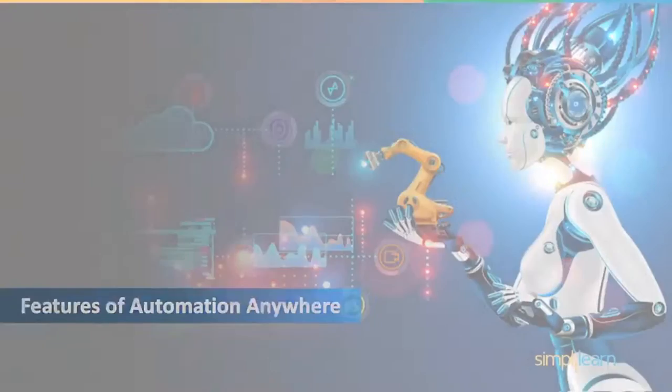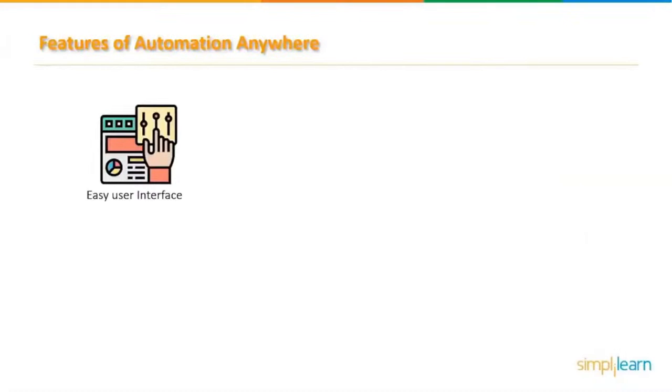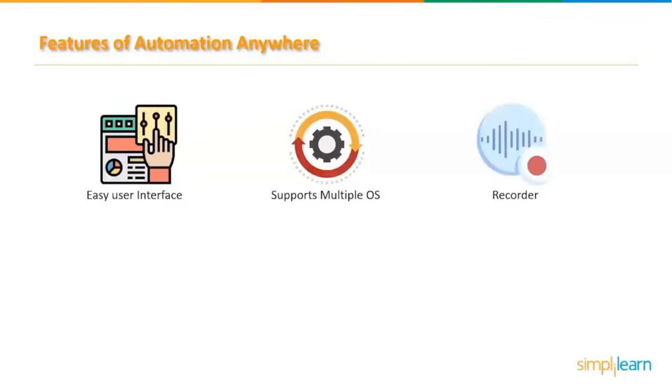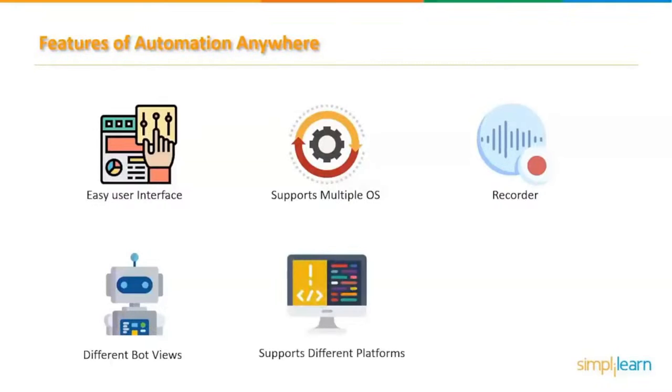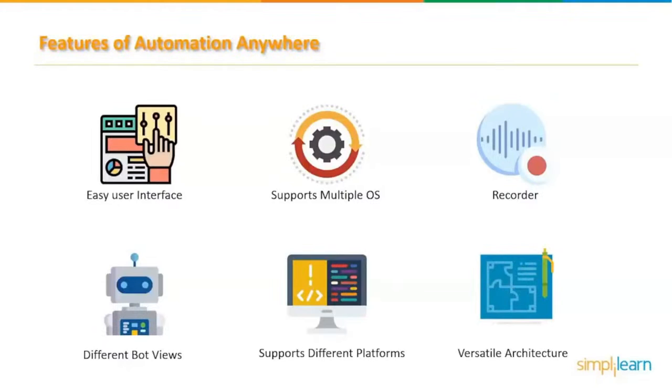Features of Automation Anywhere. Automation Anywhere offers an easy-to-use interface for building bots and designing business process automation workflows. It supports multiple operating systems such as Windows, Linux, and Mac OS. It consists of a recorder that works on a variety of platforms including Microsoft Windows, Citrix, Web, and SAP. It consists of different bot views: flow view for business users, list view for developers, and dual view for collaboration. Automation Anywhere supports platforms like JavaScript, Python, and VBScript, as well as advanced variable capabilities. Another key feature is its versatile architecture that allows for the addition of new command packages.